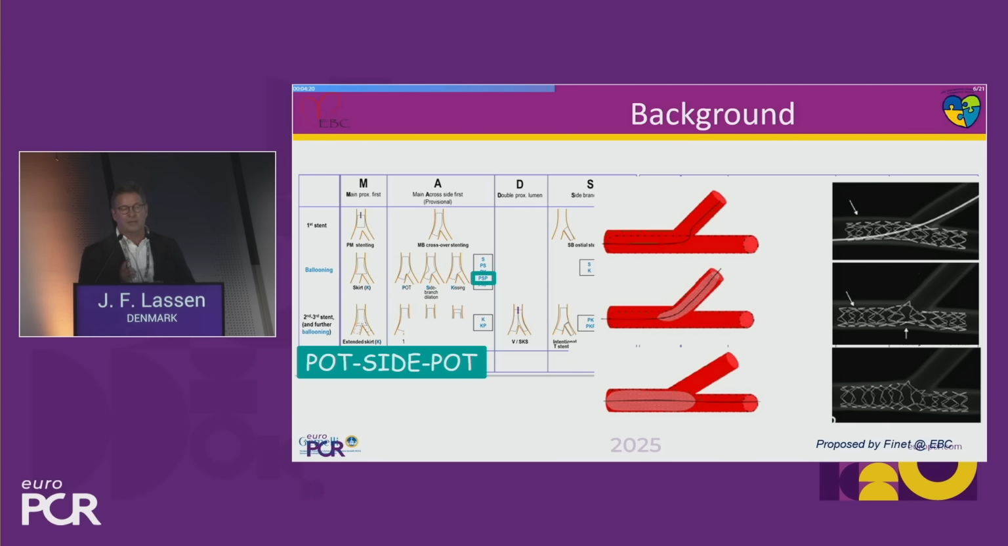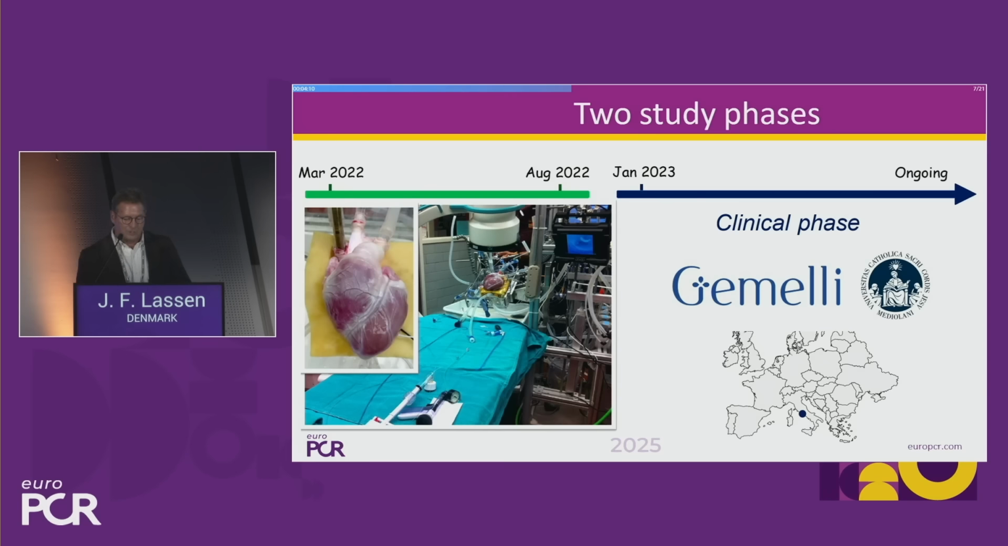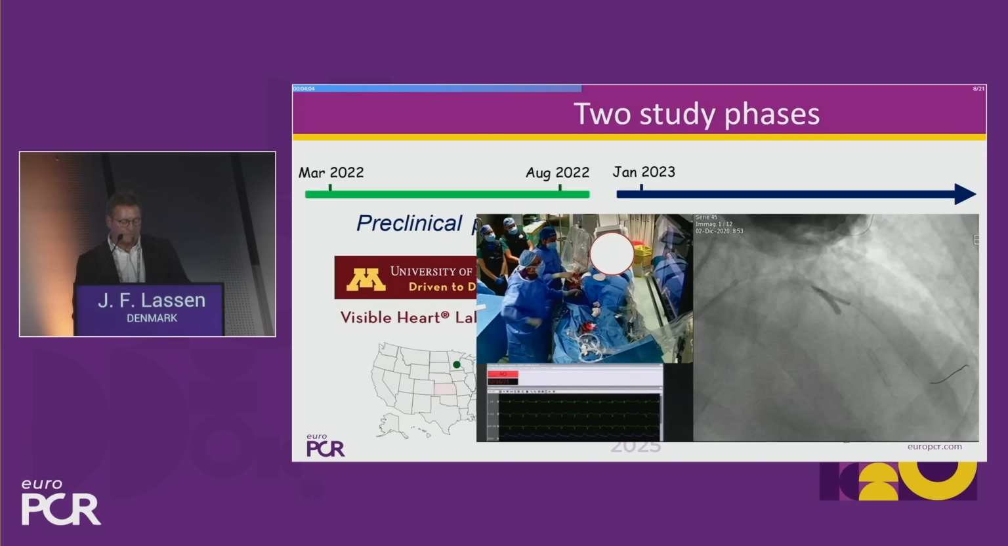But for some reasons, maybe with drug-eluting balloons, it would be nice to avoid the kissing and just do the POT. So that makes this discussion extremely important. But it was solved out of the Visible Heart Lab with implantable stents in pig hearts and a clinical trial after that.